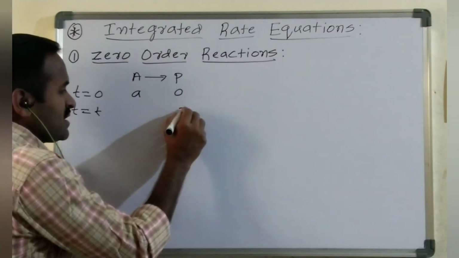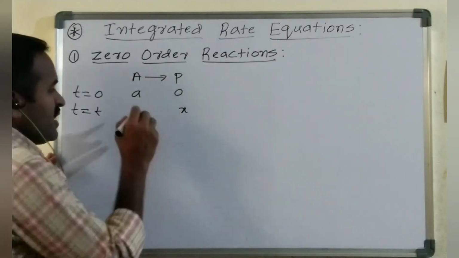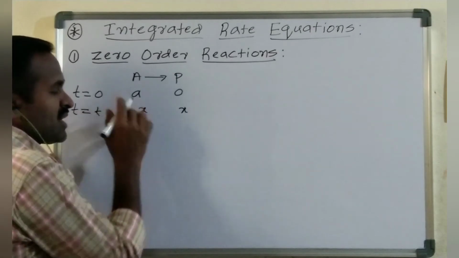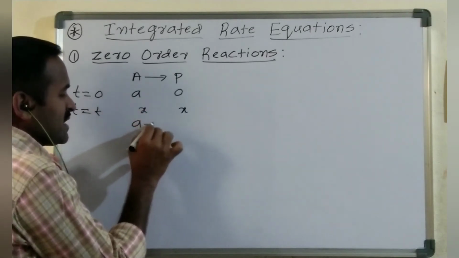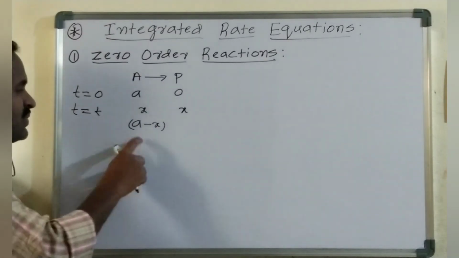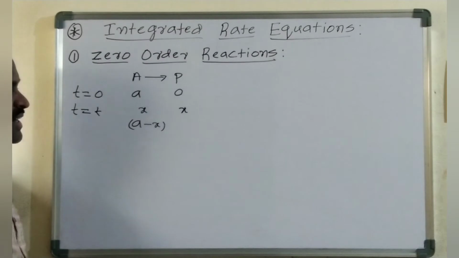So consider that x is the change in the concentration, and simultaneously you will get the product concentration as x, and the leftover concentration of the reactant you will get as a minus x. So a minus x is the leftover concentration, and x minus 0 means again you will get x.